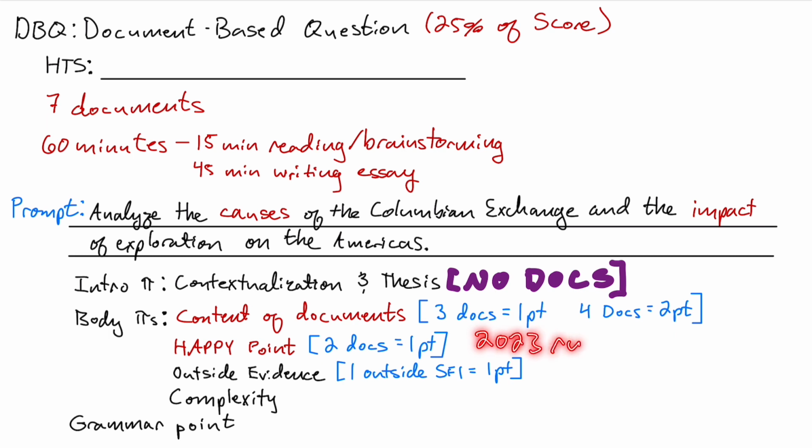So thesis and context, you already know about. You've done that before with the LEQs. That's 2 points total right there. Then in your body paragraphs, the content and the HAPPY points, there you have 1, 2, 3, 4. And then you have the complexity point, which you're familiar with already.